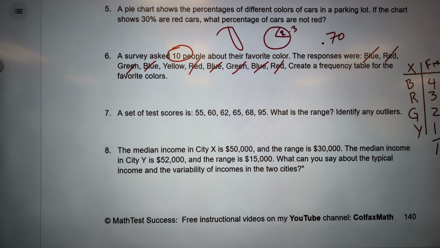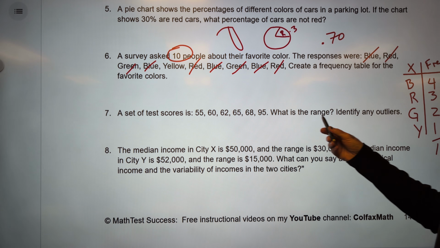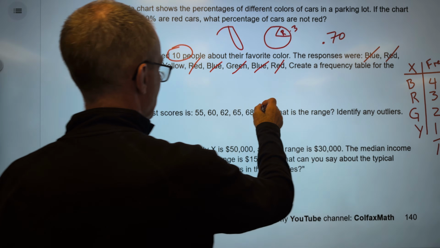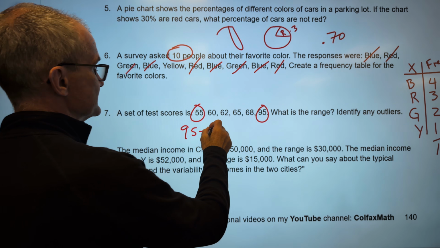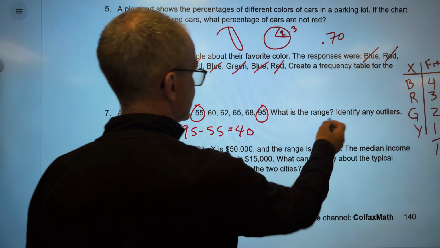Okay, number 7, a set of test scores are these right here. What is the range? The range is the highest minus the lowest. So 95 minus 55 is equal to 40. So what is the range?